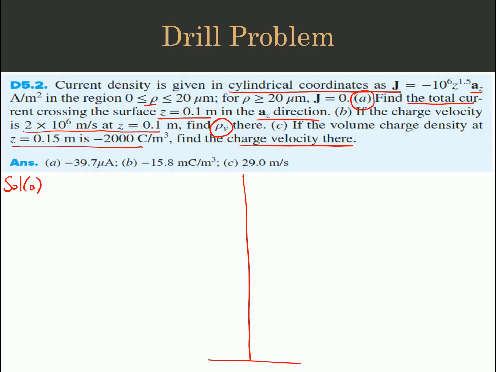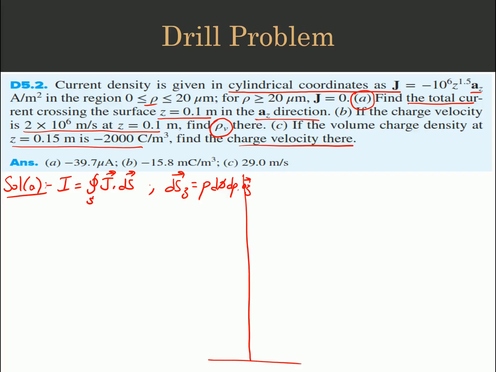Okay, so in the first part we need to find the total current. We know that total current is equal to the surface integral of the current density. Since we are just using the az direction, dS in the z direction will just be rho d phi d rho with the normal az. So this is the differential surface representation if the direction is along the z-axis.